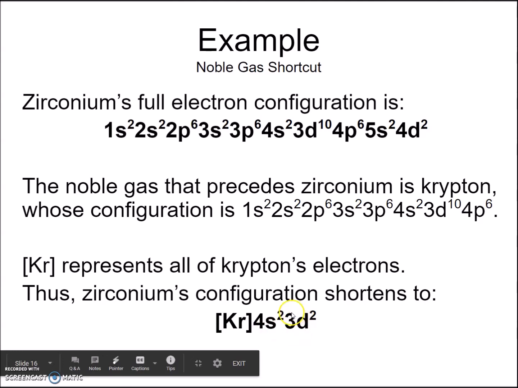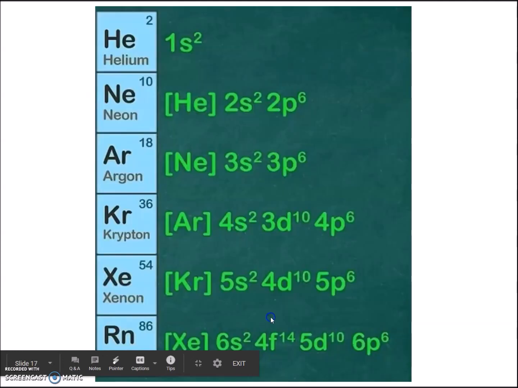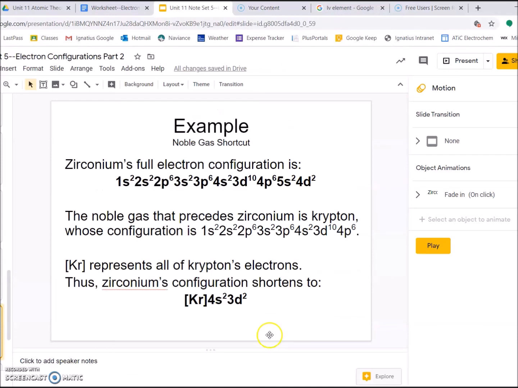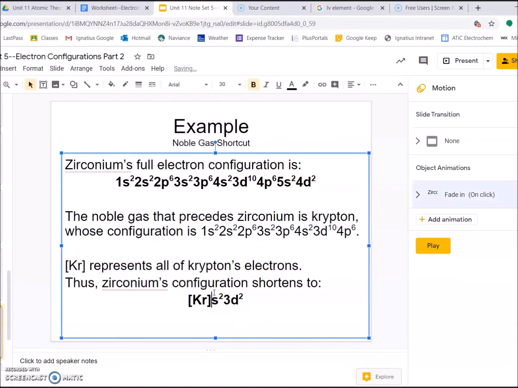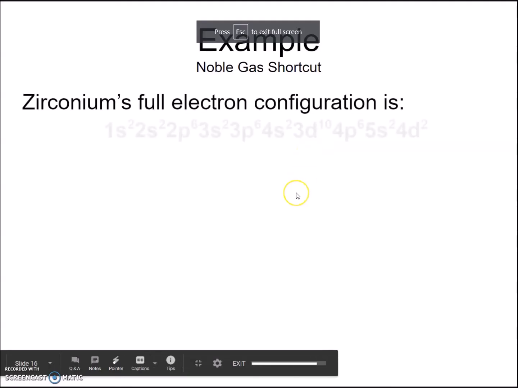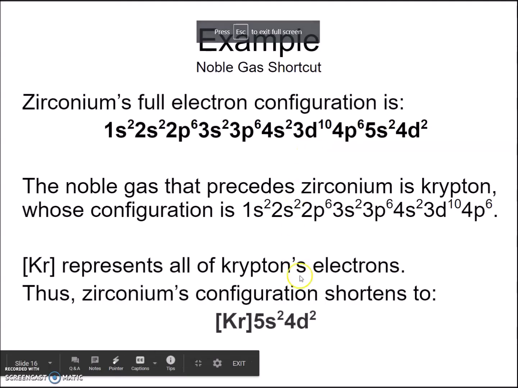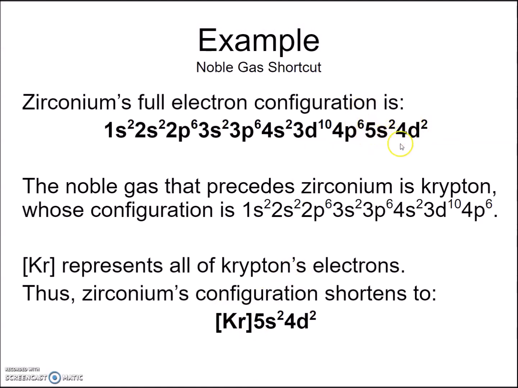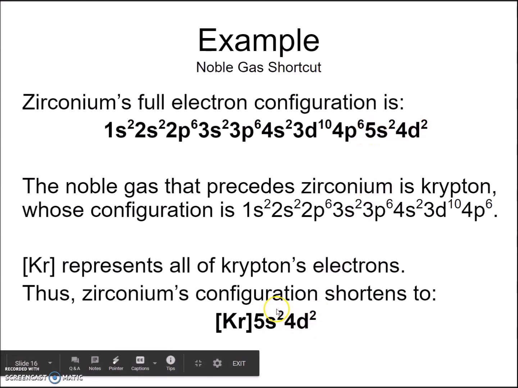Oops. Hang on. I got it. It's 5s2, 4d2. So whatever follows the 4p6, 5s2, 4d2, is what comes for zirconium.